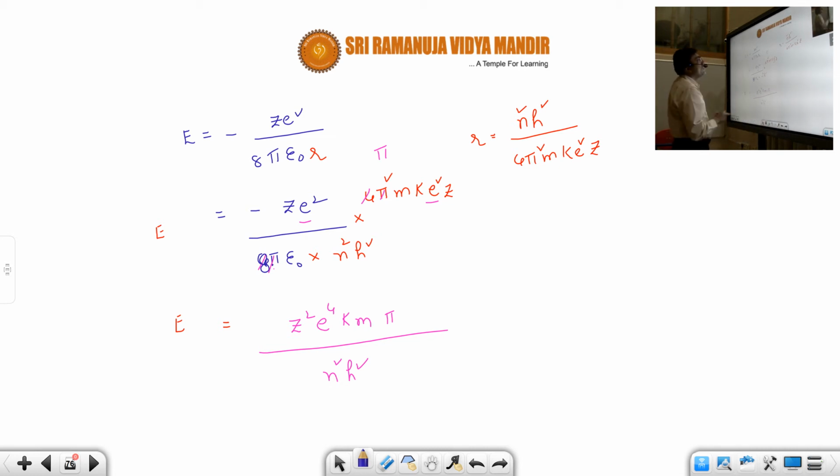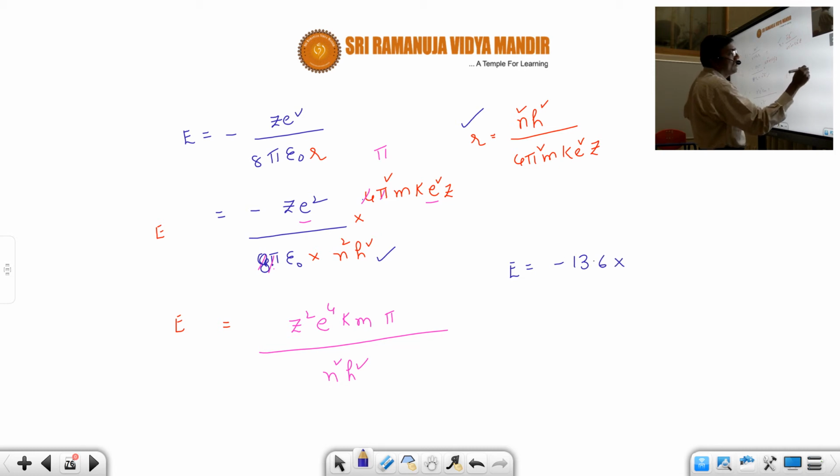Z square by 8 pi epsilon r. Agreed? Now here, what is the R value? 4 R by n square h square by 4 pi square m k z square. So if you calculate, E is equal to minus 13.6 into z square. Here you can see z square is there. Z square is a variable by n square electron volts.